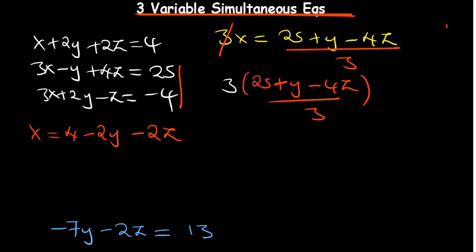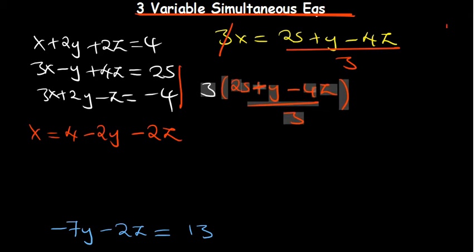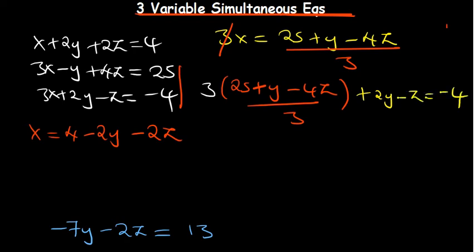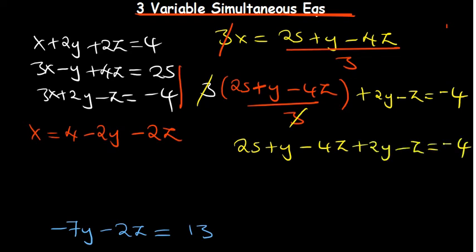You know why it's good? Because it's going to cancel. I don't like dealing with fractions. So plus 2y minus z is equal to negative 4. This and this will divide. So we have 25 plus y minus 4z plus 2y minus z is equal to negative 4.